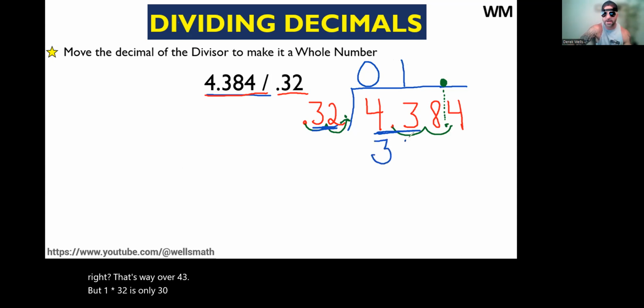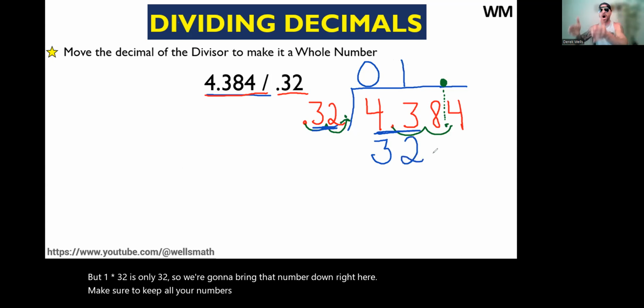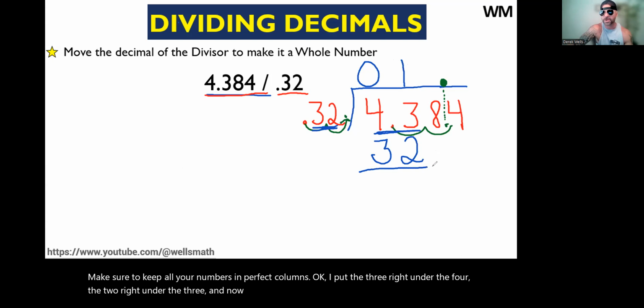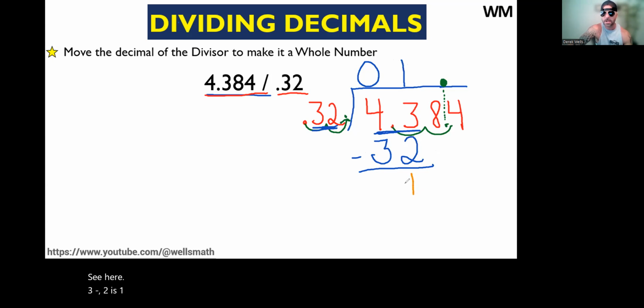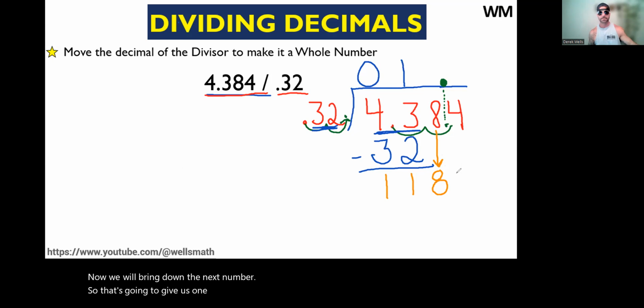So we're going to bring that number down right here. Make sure to keep all your numbers in perfect columns. Okay, I put the 3 right under the 4, the 2 right under the 3. And now we are going to subtract. Let's see here. 3 minus 2 is 1. 4 minus 3 is 1. Now we will bring down the next number. So that's going to give us 118 down here, okay?